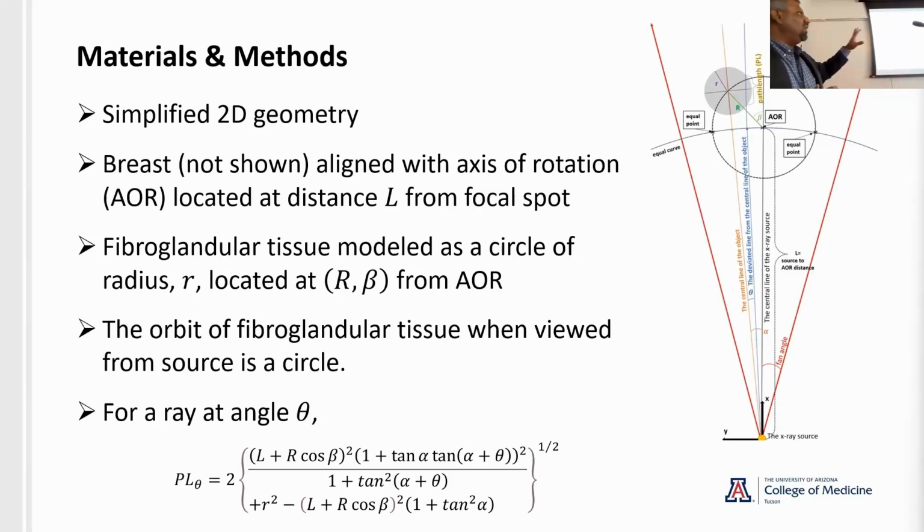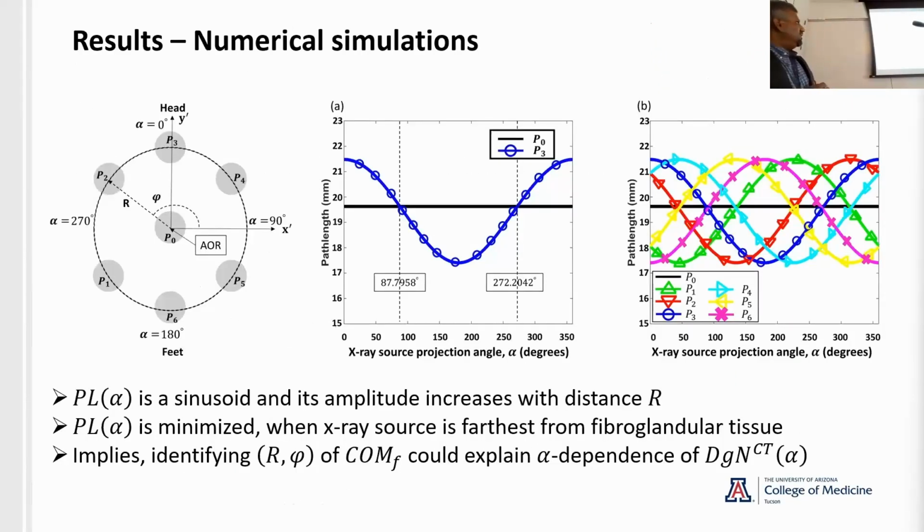And we're just going to model how it changes, just to give you an idea about what we expect in terms of DgCT, how it's supposed to change with angle. So if you look at these simulations, then P0 is basically when your fibroglandular tissue is right at the center of the axis of rotation. Of course, as you spin around, there is no change. So that's the horizontal line.